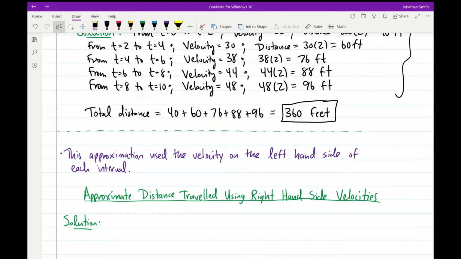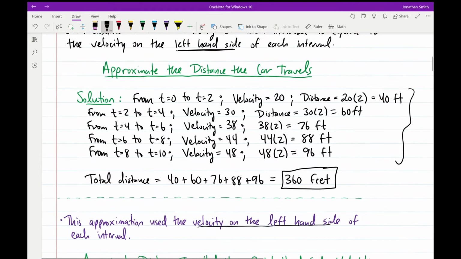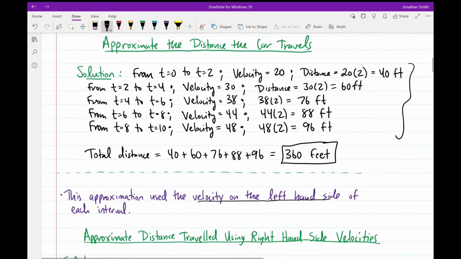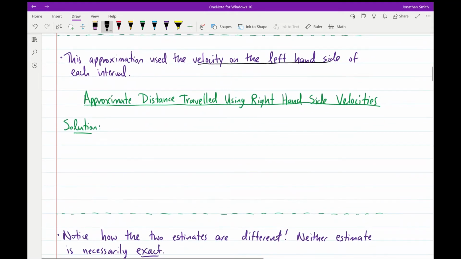Okay, so in this approximation we just did, again, we're using the velocity that's on the left-hand side of each of the intervals inside of the table, but maybe we should assume that the velocity is constant and that it is equal to the velocity on the right-hand side of each of these intervals. So from 0 to 2, the velocity we would assume is 30 instead. And from 2 to 4, we would assume the velocity is 38. From 4 to 6, we assume it's 44, and so on. So we can use the velocity on the right-hand side of each of these intervals as well, and we get a different approximation. So let's do that.